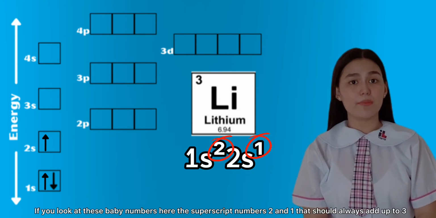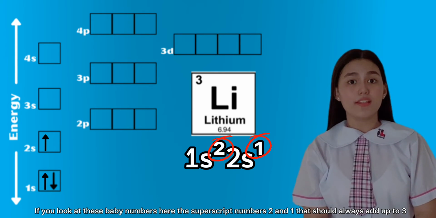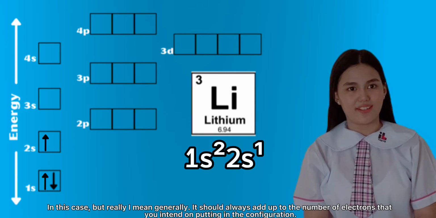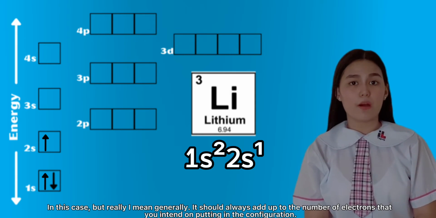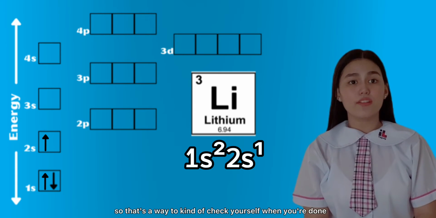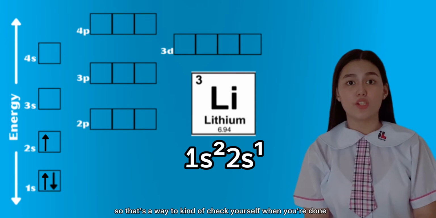If you look at these baby numbers, the superscript numbers 2 and 1, that should always add up to 3 in this case, but I mean it generally: it should always add up to the number of electrons that you intend on putting in the configuration. So that's a way to check it when you're done.